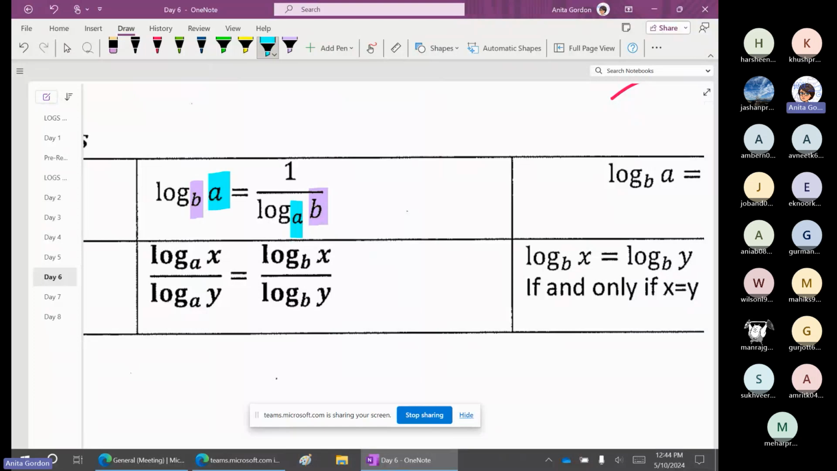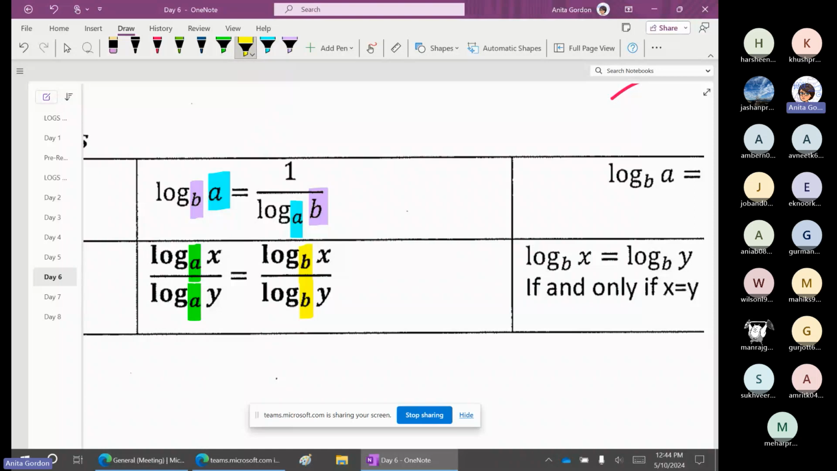So again, these rules are to help you strategically simplify things without doing a lot of work. Following the change of base rule, if you have a log in the numerator and denominator with the same base, and you want to change that base, those fractions are still going to be equivalent.